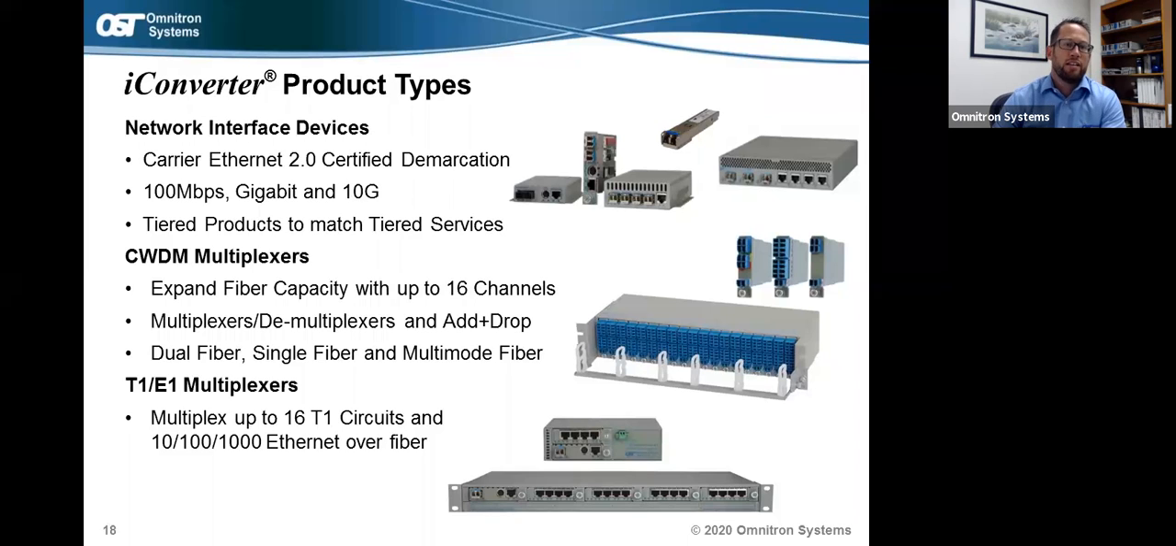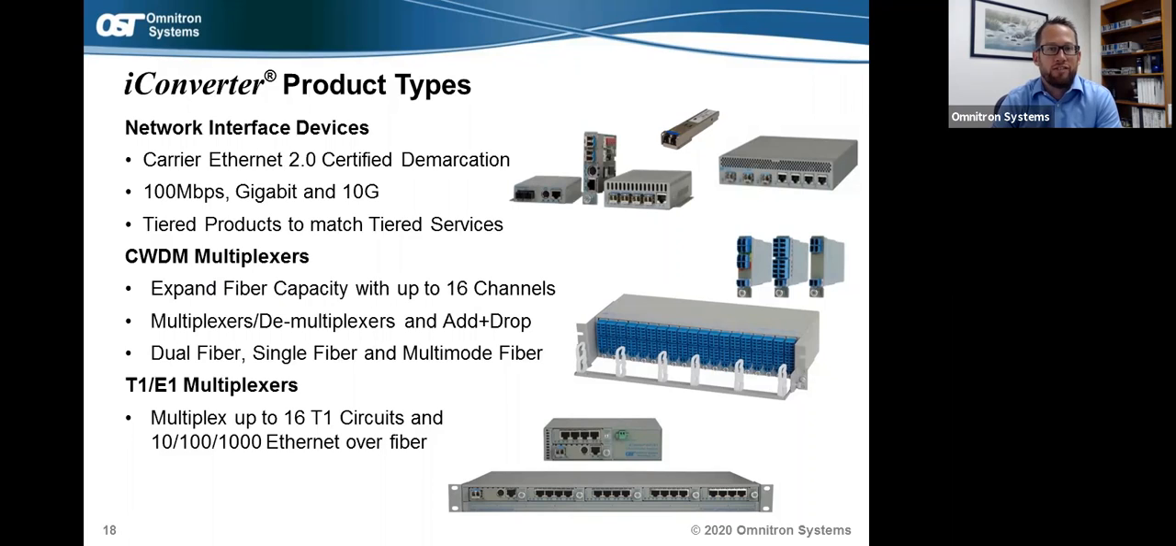And here's a nice look at the iConverter product types used quite frequently by the telecom folks. And so our network interface devices, as Bodhu mentioned, the GM4 and XM5, these are Carrier Ethernet 2.0 certified demarcation devices. These come in either fast Ethernet 100 meg, gigabit, or 10 gig data rate speeds. And Omnitron has a nice tiered product offering to match the different types of services that a service provider can offer. Also with our CWDM multiplexers, which you see here, these are great devices for expanding your fiber capacity over your existing or new fiber lines.